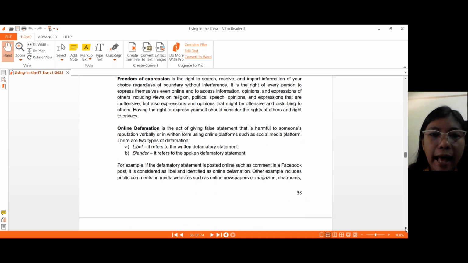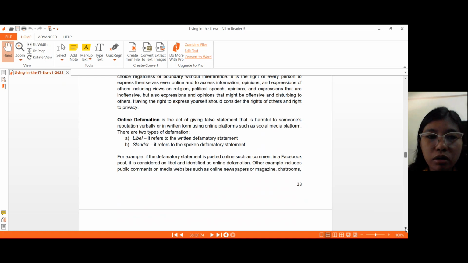So, online defamation, the act of giving false statement that is harmful to someone's reputation verbally or in written form using online platforms such as social media platform. O, nag-rant ka, nasiraan mo, nawasak ang reputasyon ng isang tao dahil sa rant mo sa Facebook, sa Instagram, or sa Twitter. Ayan. Pwede kang kasuhan ng either libel or slander. And the difference between these two, kapag libel, written defamatory statement, and slander naman, spoken defamatory statement.